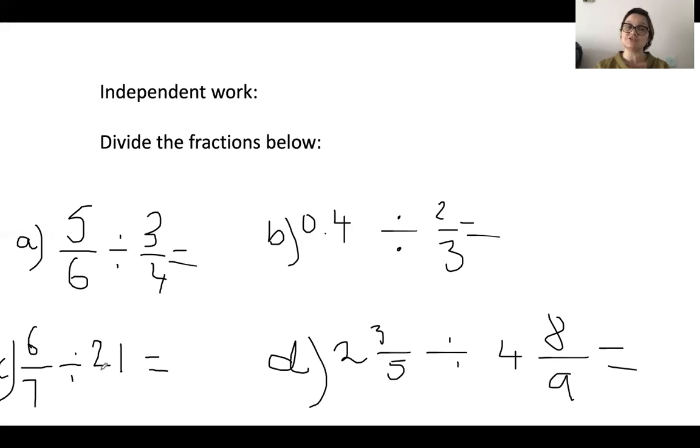You must change the whole number to a fraction by, remember, adding 1 as a denominator, and then apply the rules, apply the steps that I put in the first slide. And here you have a mixed number dividing another mixed number. And again, you must change them to fractions. In this case, improper fractions because they're mixed numbers.